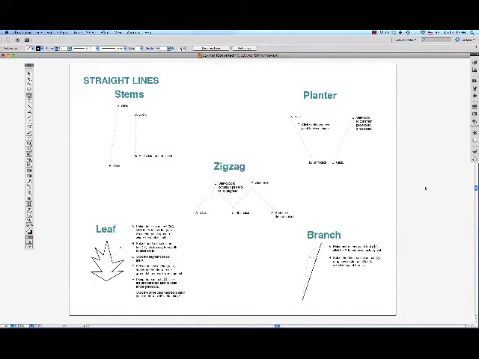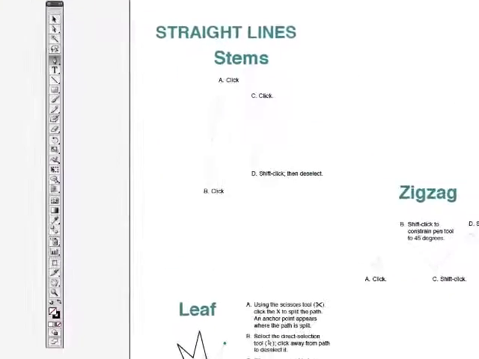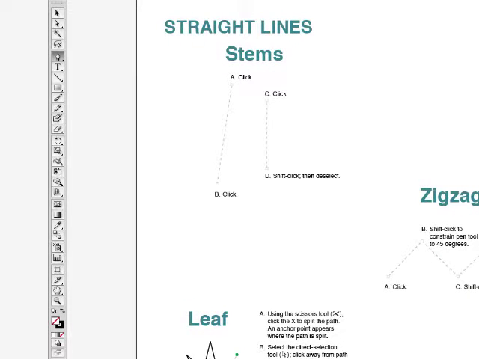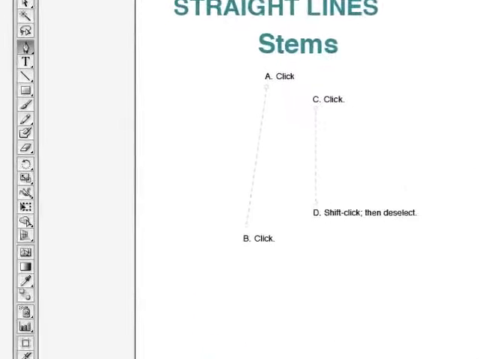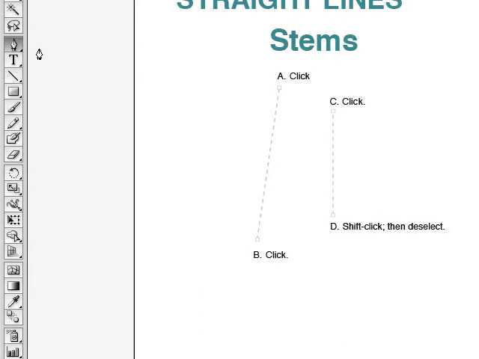In this tutorial, we're going to look at the pen tool, a common tool found in draw programs like Adobe Illustrator and Freehand. It's also found in other graphics programs like Adobe InDesign and even in Photoshop, which is primarily a paint program. The tool is located in the toolbox.